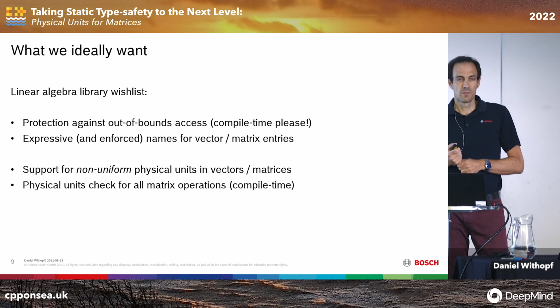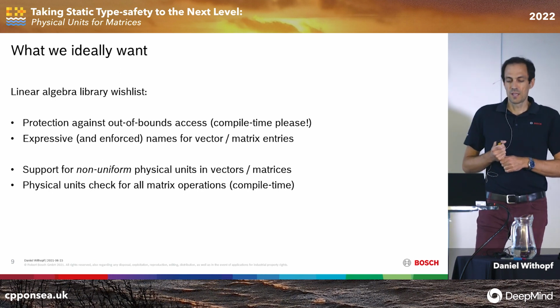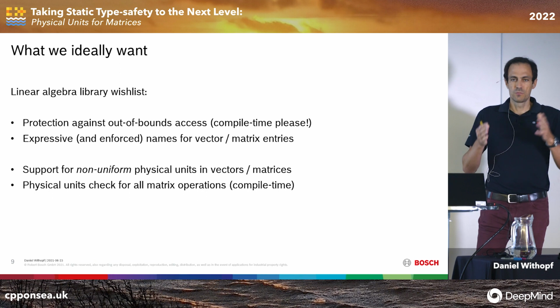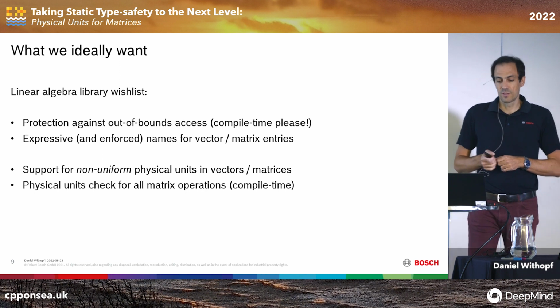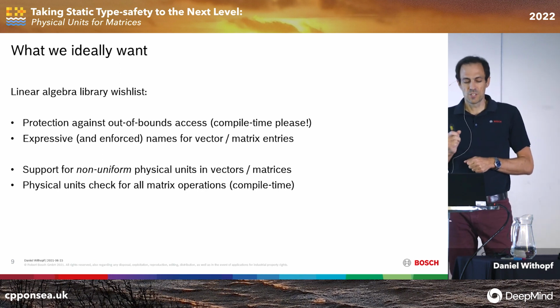And I would also like to have a physical units check at compile time for all matrix operations, meaning we should make sure that the physical units of the matrix operations match up. And as we'll see towards the end of the talk, there's actually a much harder check that we should enforce, and I will show how this can be done. So it's not only about physical units, there's much more to the problem.